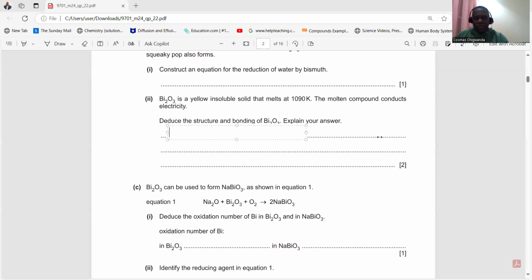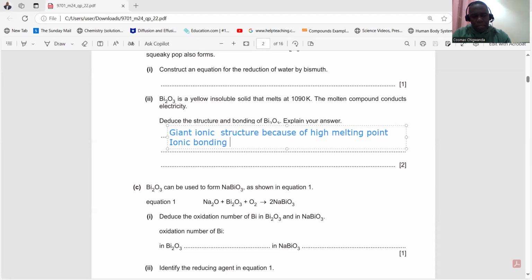This is 2 marks. One is for structure and the other one is for bonding. So here you can say giant ionic structure because of high melting point. The property and the reason. We move on to bonding: ionic bonding, because it conducts electricity.